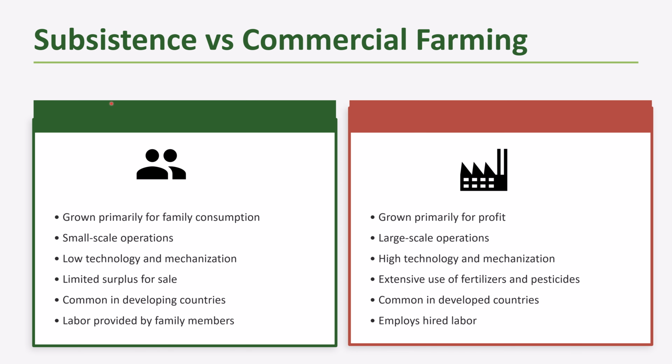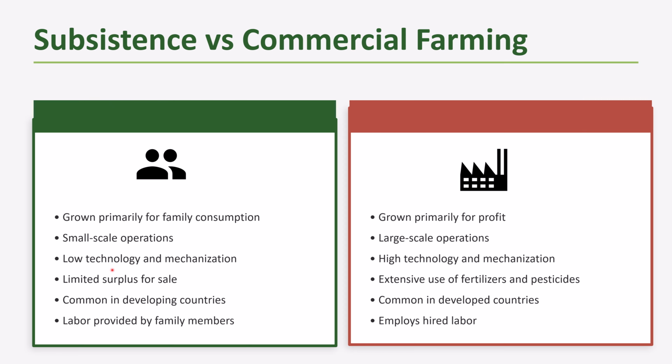Now that we understand what is being produced, we need to look at why and how it is produced by comparing subsistence and commercial farming. This distinction is vital for understanding global food security and economic development.